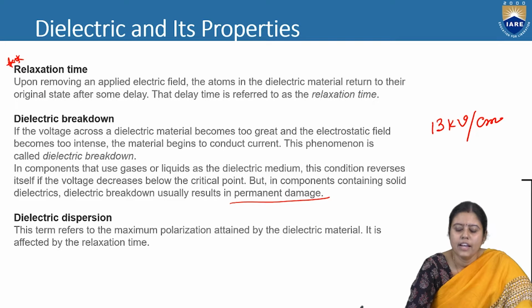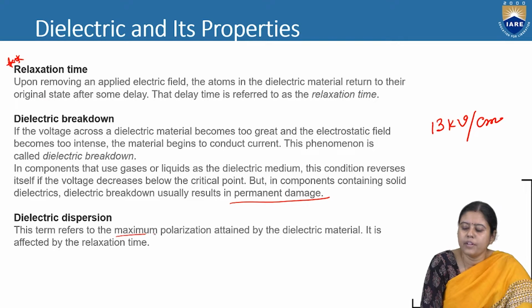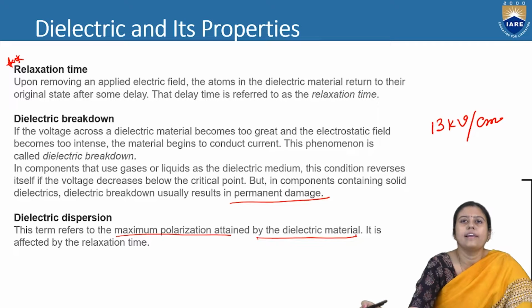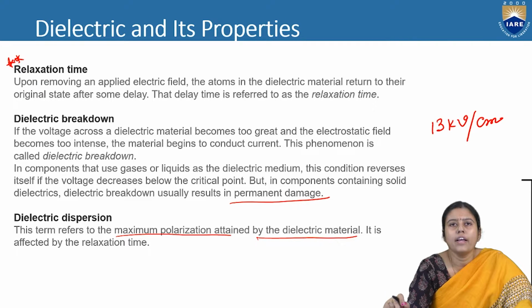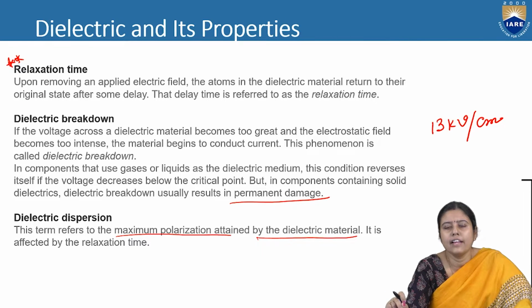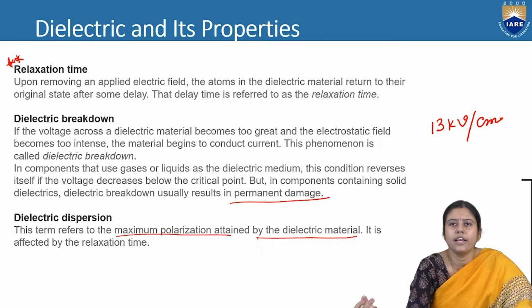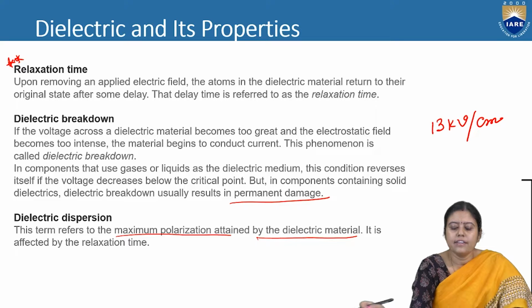And dispersion. Dispersion is the maximum polarization attained by a dielectric material. While we are polarizing the dielectric material, how much polarization it can take can be discussed using the dielectric dispersion.